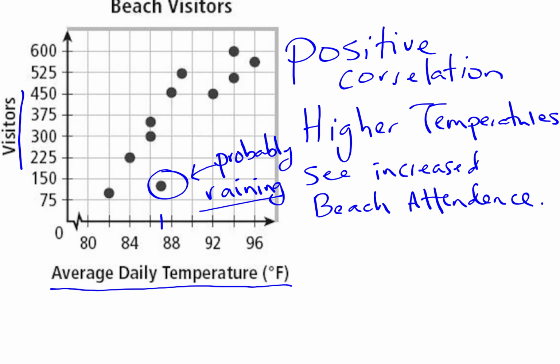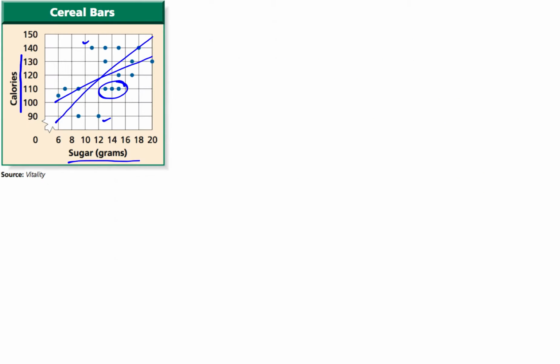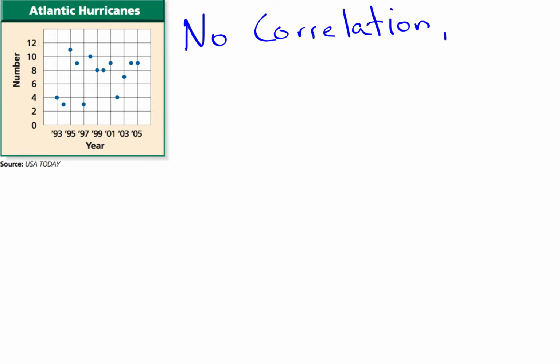As far as cause-effect here, I think that the temperature does have an effect on the number of beach visitors. The amount of sugar does have an effect on calories because sugar is a carbohydrate, and carbohydrates do contribute to calories. Right here, the year versus Atlantic hurricanes, there doesn't seem to be a cause-effect relationship here. By the way, when you're comparing things to time, you are usually trying to figure out if things are changing. And here, yeah, they're changing, but there's really no pattern to the change.